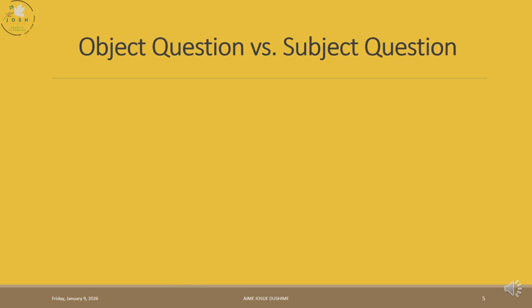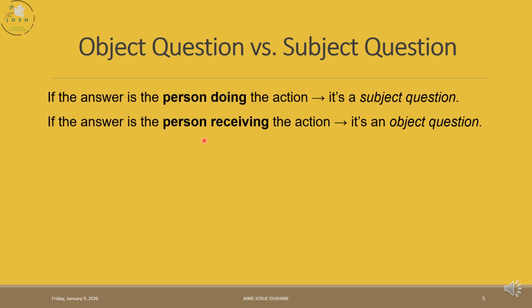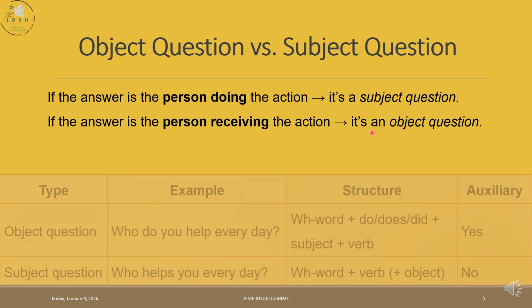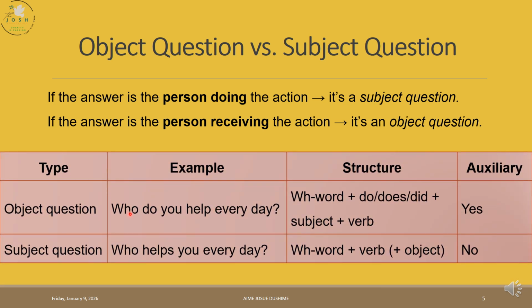See the object question in comparison to the subject question. If the answer to the question given is the person doing the action, simply it answers the doer of the action. That's what we call the subject question. And if a question is given, and the answer gives the person receiving the action, simply it is considered as an object question. Let's see an example.